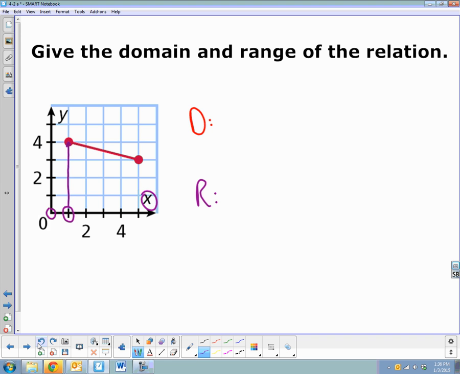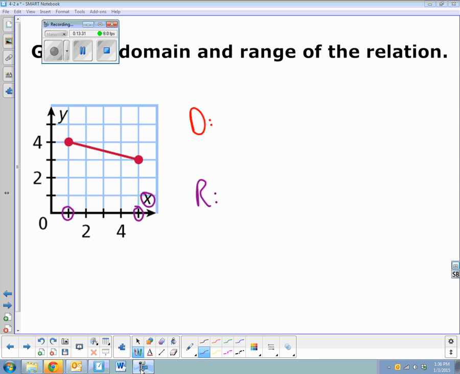But that's it. It doesn't go anywhere past 5. And so when I put that in, for those x's, 1 is the lowest value and 5 is the highest value. 2 works, 3 works, 4 works, etc. However, everything else in between works too.